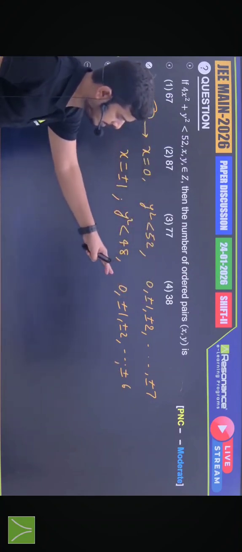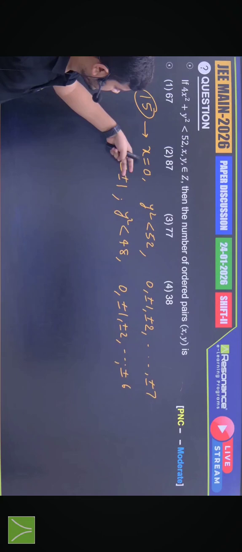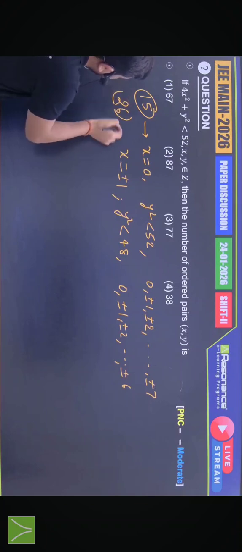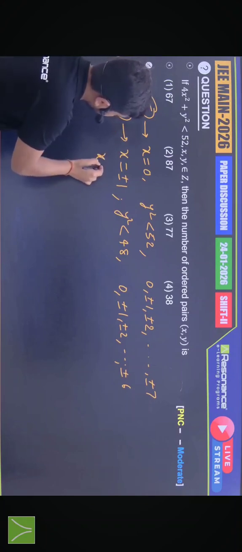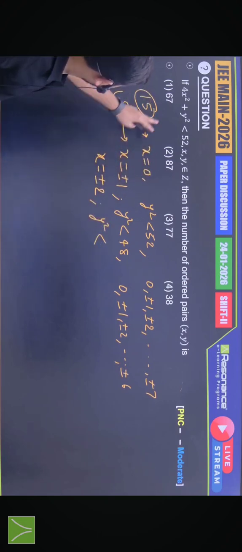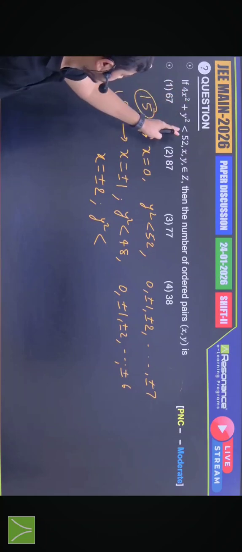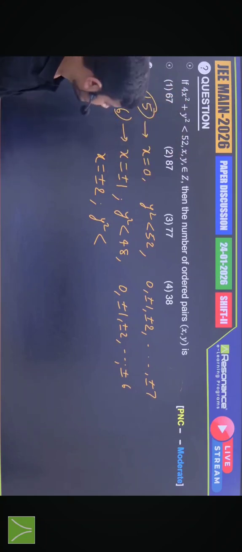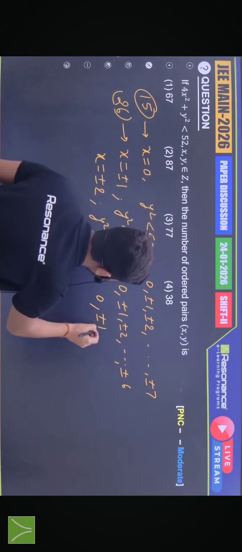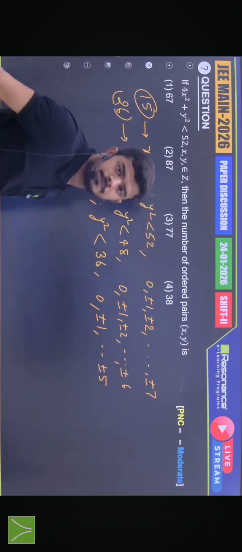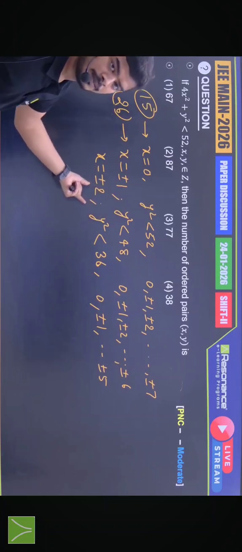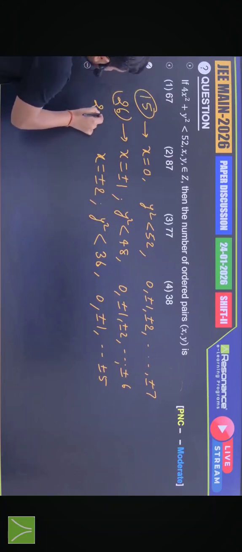How many elements are there? 12 plus 1, 13. If you take plus 1, you will get 13 elements. For minus 1, also 13 elements. So the total number of elements is 26. Similarly, next, x equal to plus minus 2. Y square will become, if you put here 2, 4 into 4, 16. 52 minus 16, you will get 36. And 0, plus minus 1, up to 5. How many elements? 11, 2 times. For plus 2 one time and minus 2 also. So 22 elements are here.